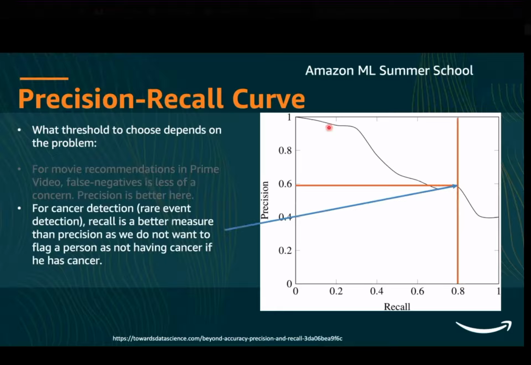Now, consider a rare event detection case, right? Such as, let's say, a cancer detection or a COVID detection, right? Now, you would ideally want that if a person has a disease, it should be caught during the test, right?